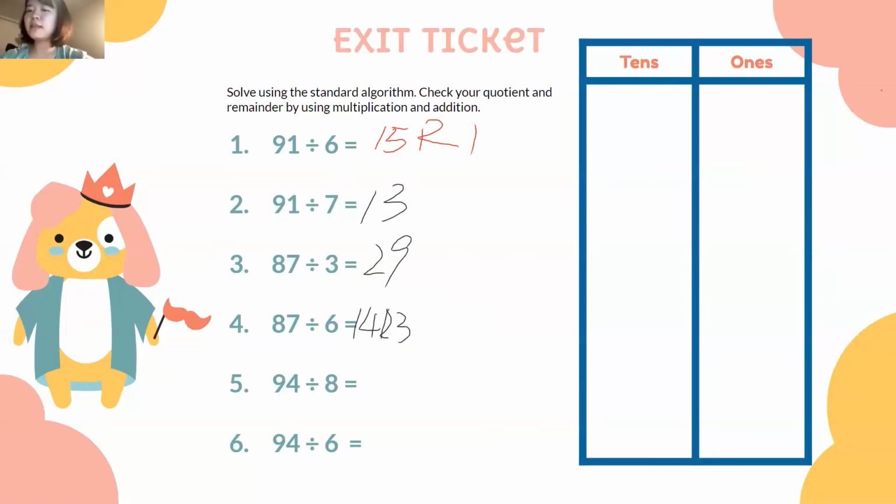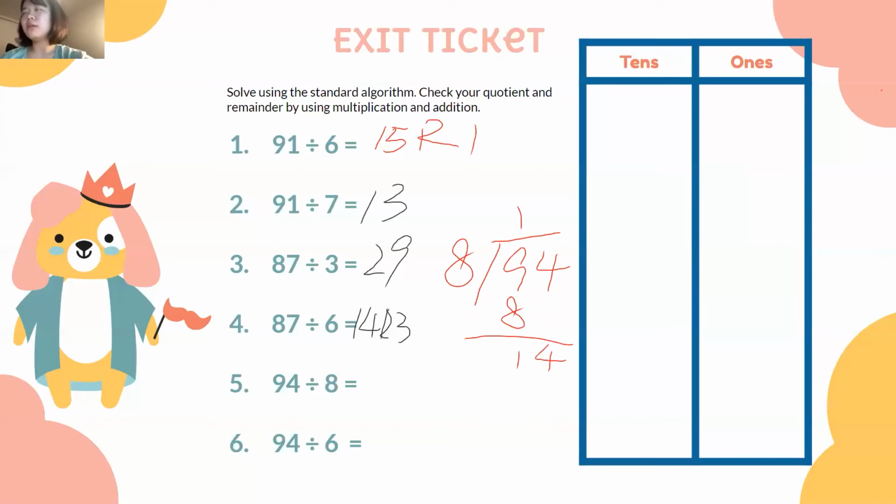Okay, and let's try the number 5. Only use the standard algorithm. Okay, so 94 divided by 8. So let's put 1, because 2 times 8, it is 16, and 16 is bigger than 9. And for 8, so 9 tenths minus 8 tenths, that gives us 1 tenth. And 1 tenth plus 4, that is 14.